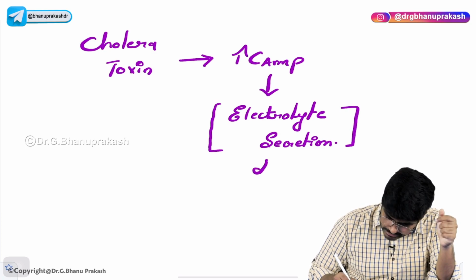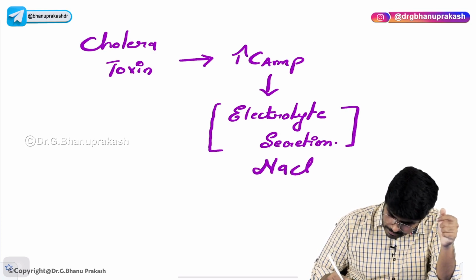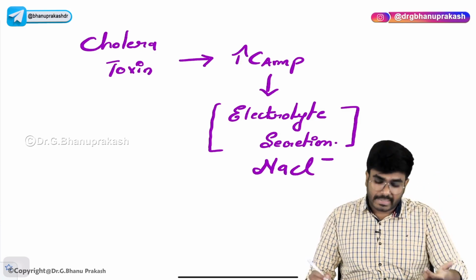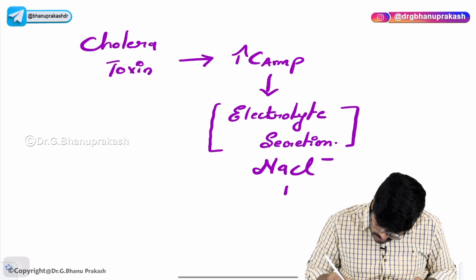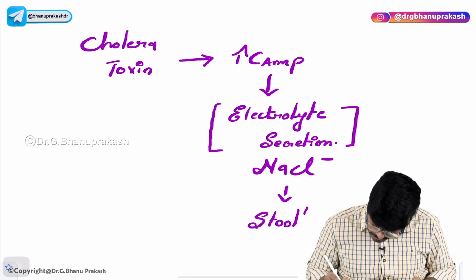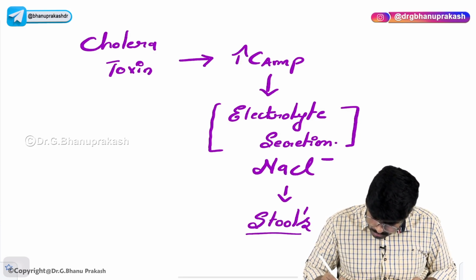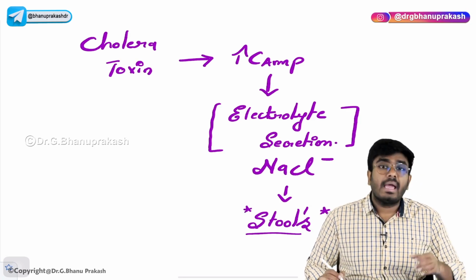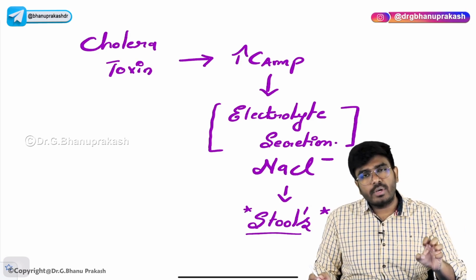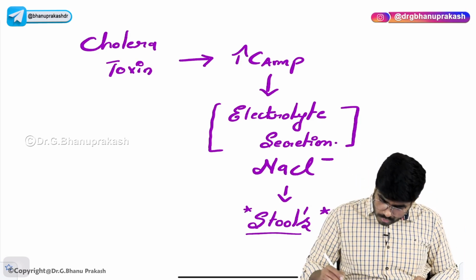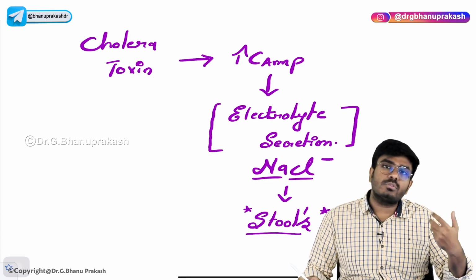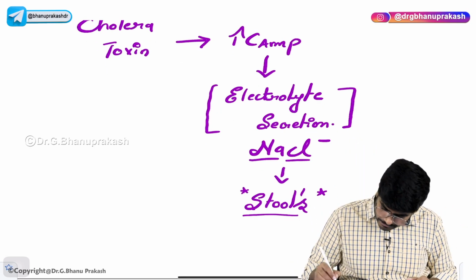Who is the electrolyte here? Here electrolyte is sodium chloride. Now sodium chloride is getting more and more secreted into stools. Now what happens? Stools are going to be having more and more of this NaCl, so that wherever there is sodium, there water follows. So when so much sodium chloride is being secreted into stools, there will be diarrhea.